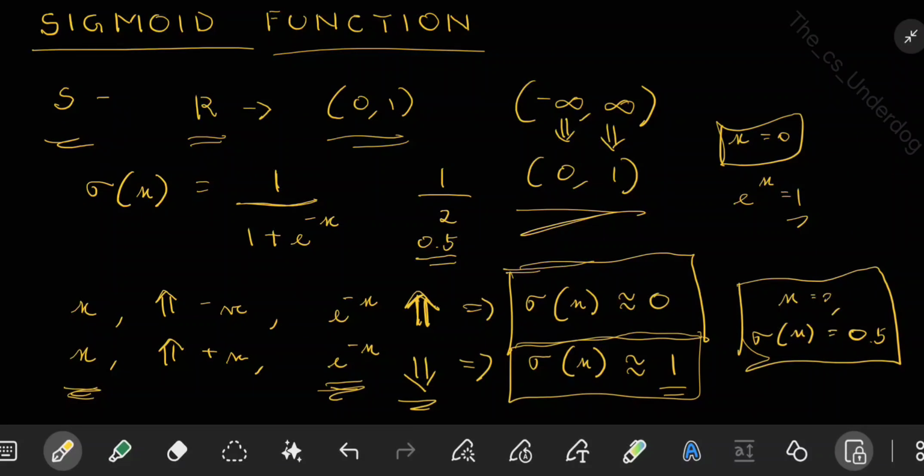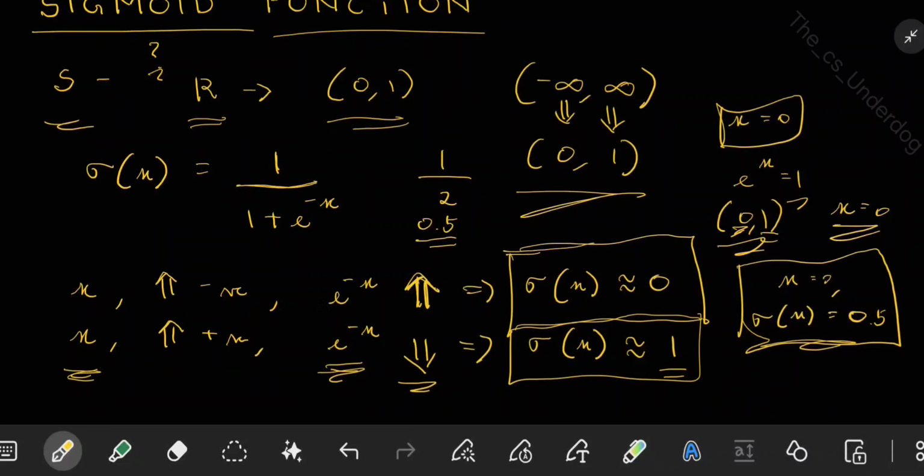Now you understood that it takes values from 0 to 1. When x is very small, that is a very large negative number, it takes 0. When x is very large, that is a very large positive number, it takes value 1. In the middle, exactly in the middle, when x is equal to 0, it takes value 0.5. One important question here is, if this is the scenario, why is it called a sigmoid function? Why do you call this function sigmoid?